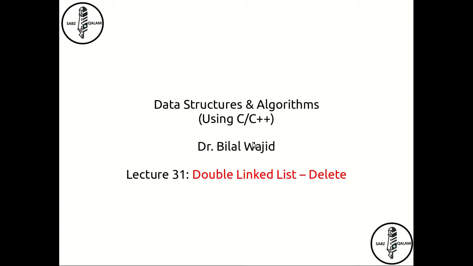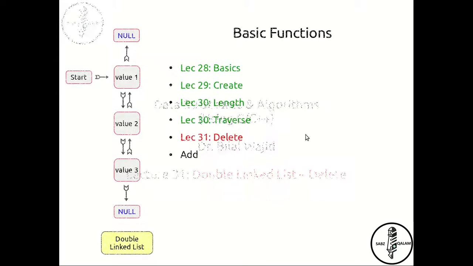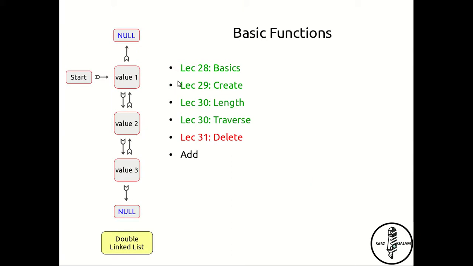My name is Dr. Bilal Wajid, and today we're going to talk about double linked lists, specifically the delete function. So we've been discussing the double linked list from lecture number 28, where we talked about the very fundamentals, like what the global variables are, and then how to make a create function, in which you really don't have a double linked list. So how do you create one? And then in lecture 30, we talked about length. Here we're going to talk about the delete function that helps you delete individual nodes of a double linked list.